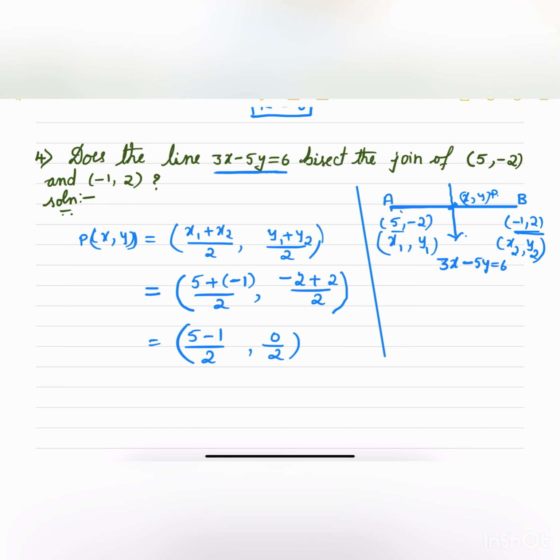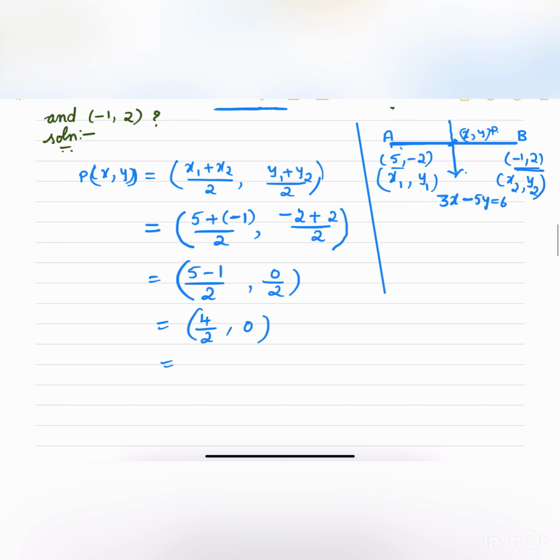So 0 by 2. Now what happens? We are going to get 4 by 2, comma 0. 4 by 2 is nothing but 2, comma 0. So this point xy is equal to 2, comma 0. So this point is 2, comma 0.